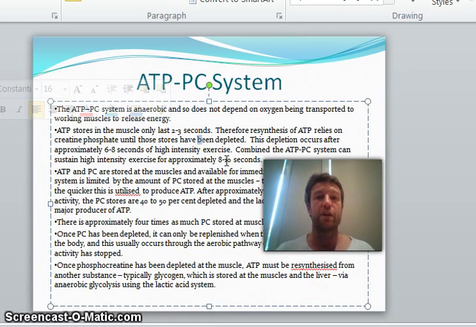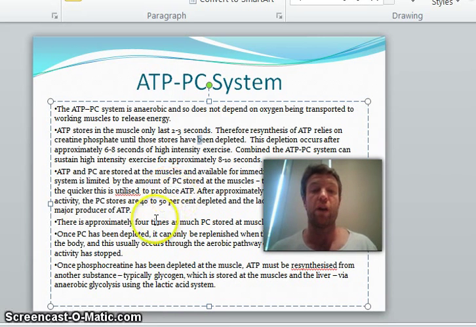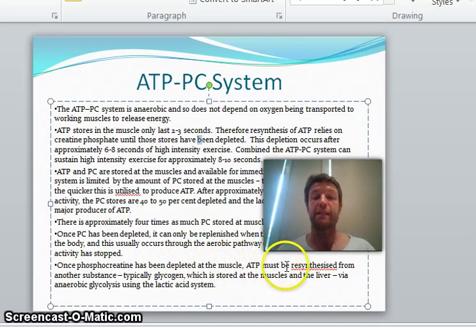But it doesn't have a very high yield because it can only last that 8 to 10 seconds. Now, ATP PC is stored at the muscle for immediate energy release, and this is what enhances its rate and why the rate is so high. And if we just have a look here, we can see right down the bottom that once phosphocreatine has been depleted, the muscle ATP must be resynthesized from another substance. This is typically glycogen, and it's typically glycogen broken down anaerobically, so again, without the presence of oxygen.